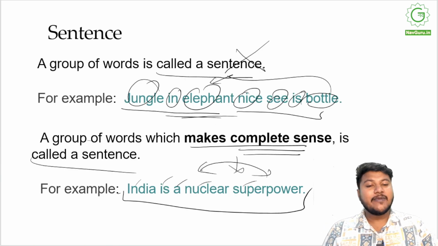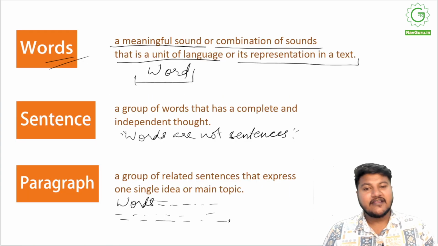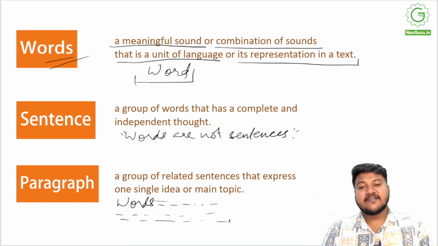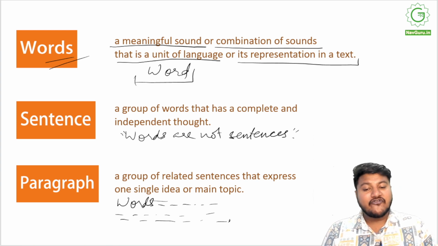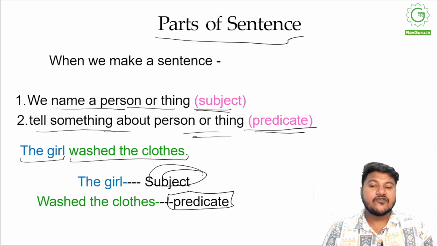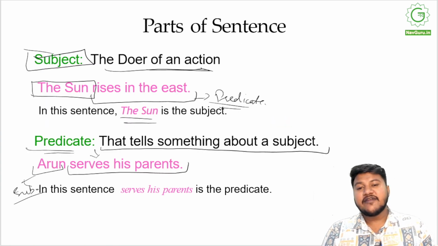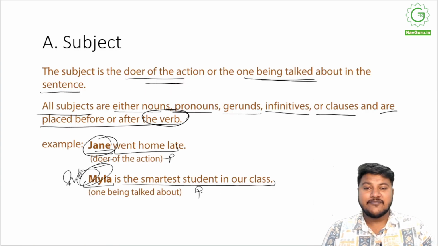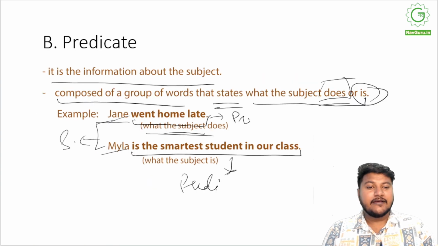A group of words which makes complete sense is called a sentence. A meaningful sound or a combination of sounds that is a unit of language or its representation in a text is called a word. And a group of related sentences that express one single idea or main topic is called a paragraph. A sentence has two parts, the subject and the predicate. The subject is the doer of an action, and the predicate is something that tells you about the subject, right? And it's composed of words that state what the subject does or is.